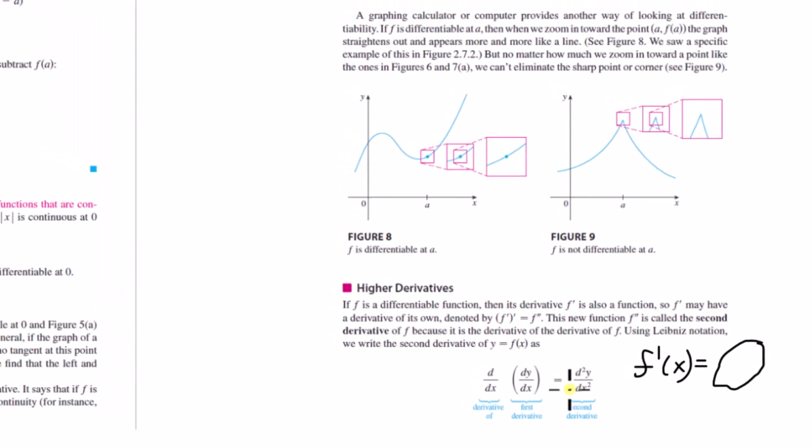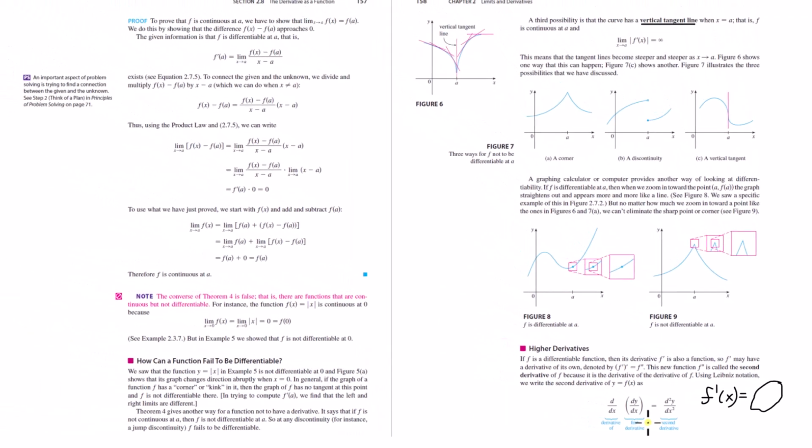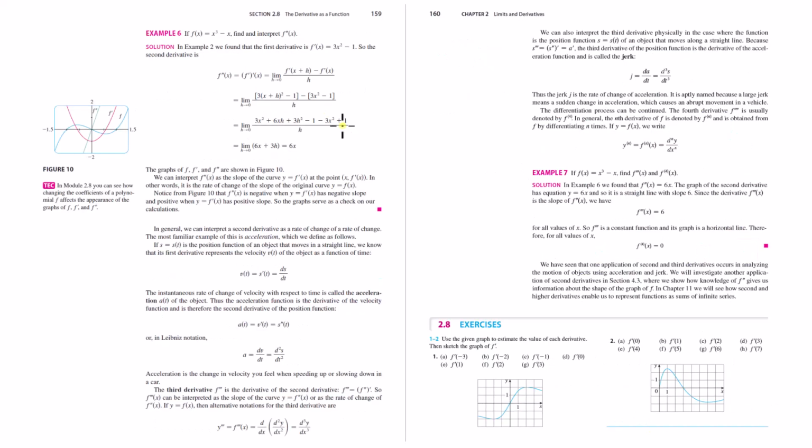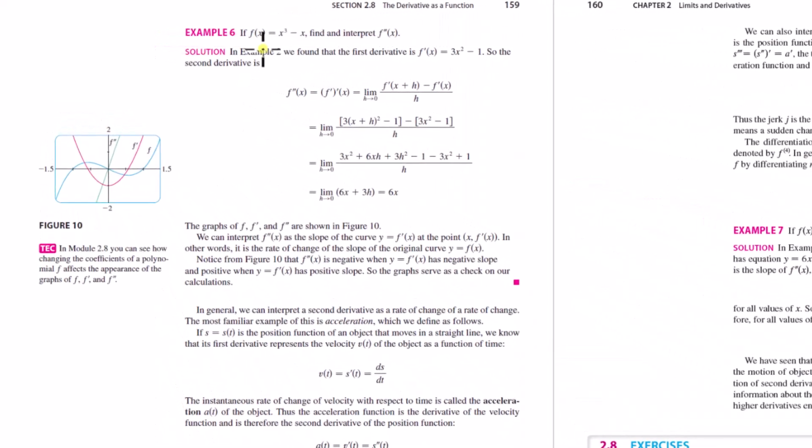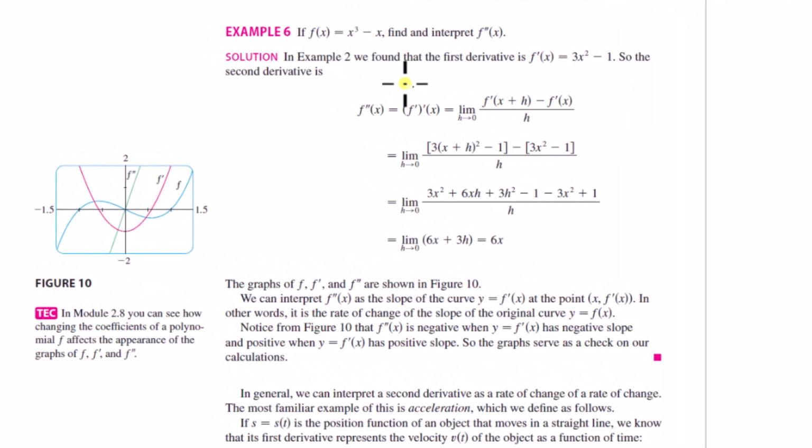This is dx squared, not dx. Okay, so if f of x is equal to x cubed minus x, find and interpret the second derivative. Earlier we found the first derivative of this function to be 3x squared minus 1. So all we're going to do is now take the derivative of this function.